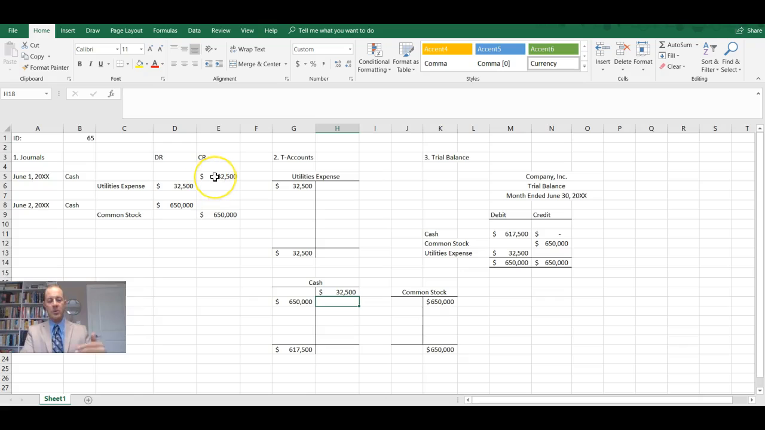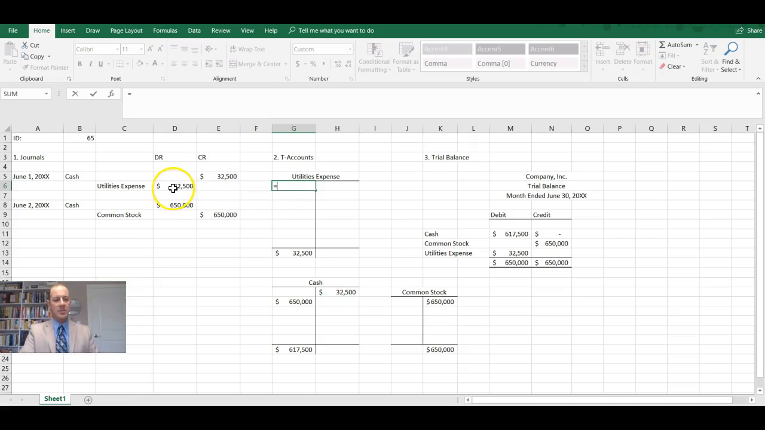This first journal entry, we're using cash to pay for the utilities expense. Cash is being credited because it's being reduced, and then the utilities expense is being recorded. That's a debit transaction. Both the credit and the debit for each journal entry is always posted to a T account. So the utilities expense right here, that is a debit entry that gets reflected on the debit side of the T account right there.